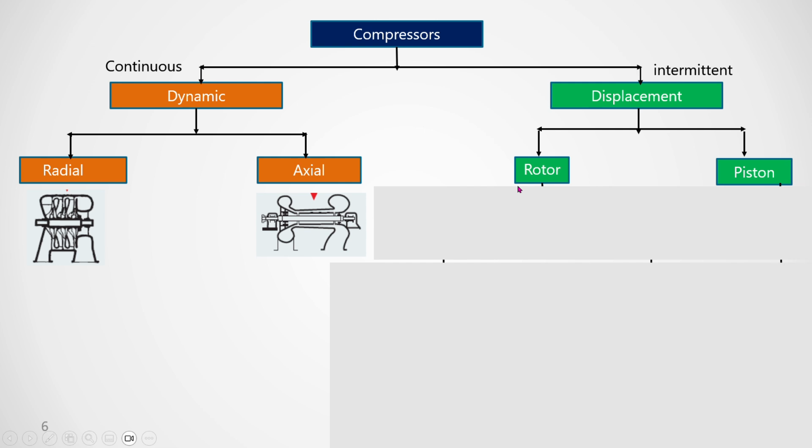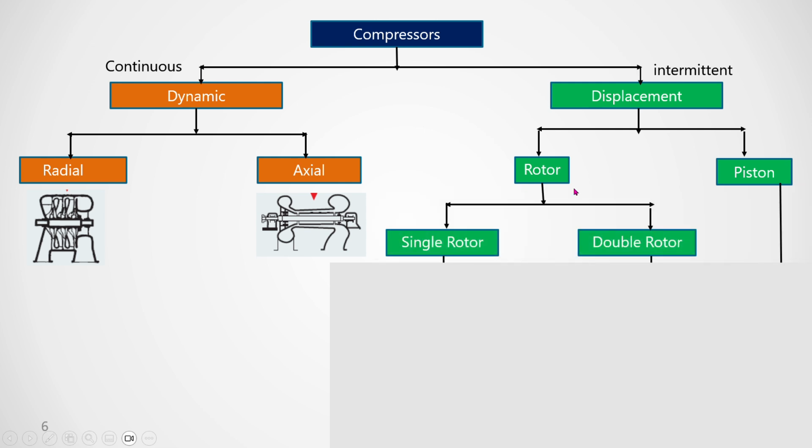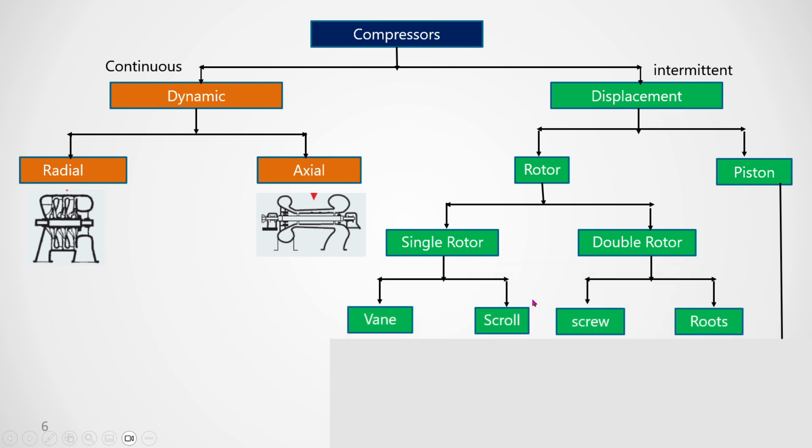Rotor means rotating type, and piston type. The rotating type can be a single rotor or a double rotor. When it is a single rotor, it can be vane type or scroll type, and double rotor is normally screw type and roots type. I will show you the pictures one by one.